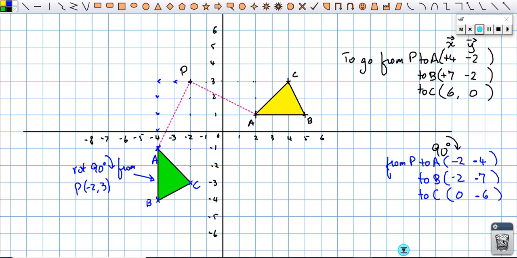Now for the last part of the topic, I'm going to explain how to find the center of rotation. If it's 180 degrees, it's very simple. But if it's 90 degrees, we have to use constructions. So let's see an example.